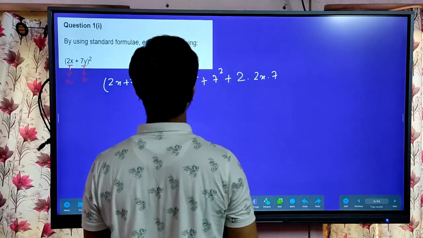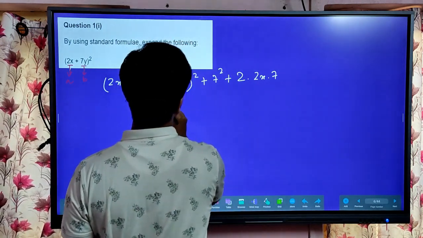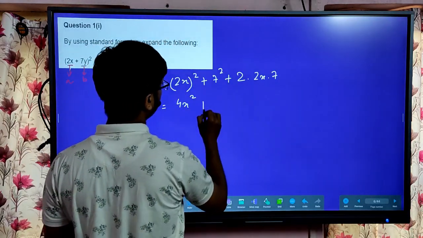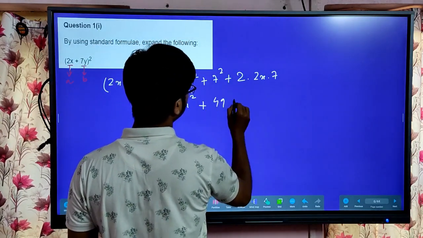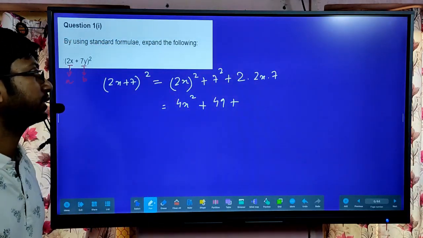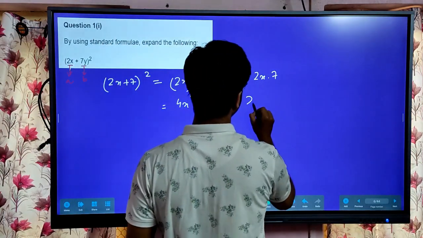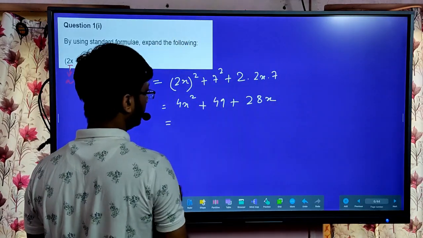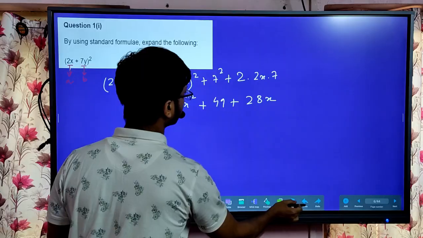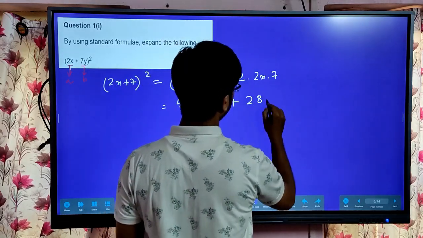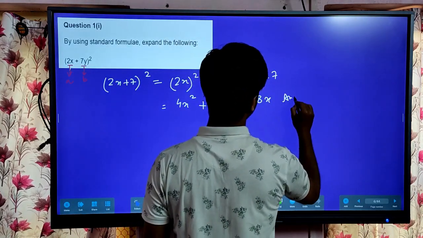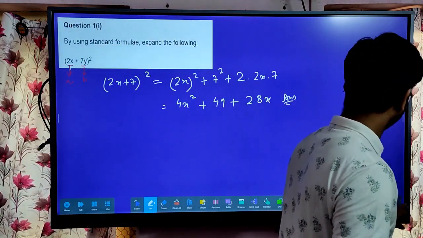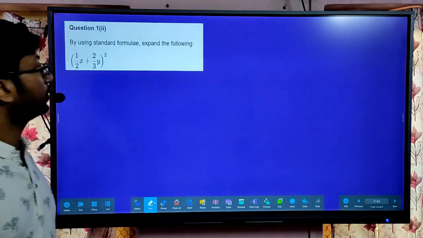Okay, so let us see. It will be 4x square plus 49y square, because 7 square is 49, plus 2 into 7 is 14, 14 into 2 is 28xy. Okay, so that will be the answer, 28xy. Let us see the next question. This is one part 2.